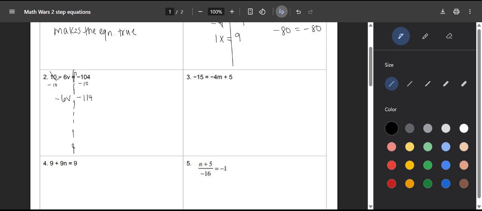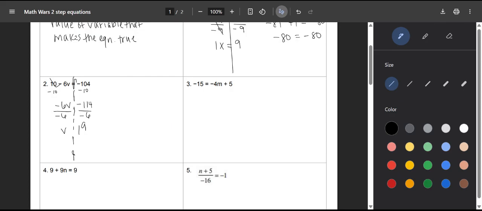So my next step is going to be to break it into equal groups. I'm going to divide by negative 6, undo that multiplication. And when I do 114 divided by 6, I get 19. So I know that v has to be equal to 19. If I wasn't sure, I could go back and put it where my v is and do order of operations.